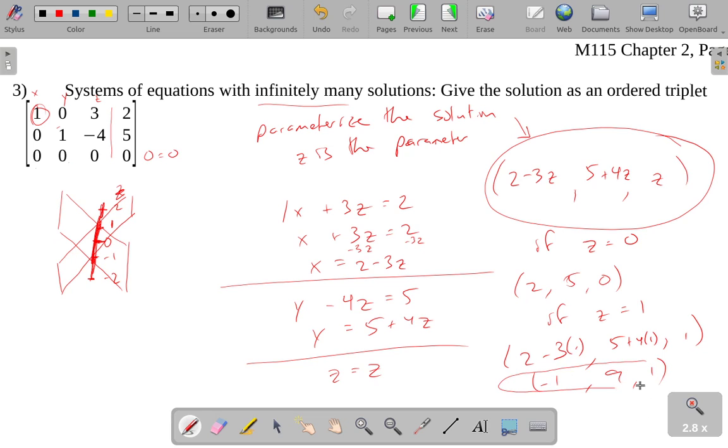This is another solution. So that's a solution to the system of equations. This is a second solution to the system of equations. This is the solution up here in my little graph, where z is equal to 1. And you can pretty quickly see that no matter what value of z you give me, I can just plug them into these two things, and I'll spit out another point, another point that satisfies this system of equations.